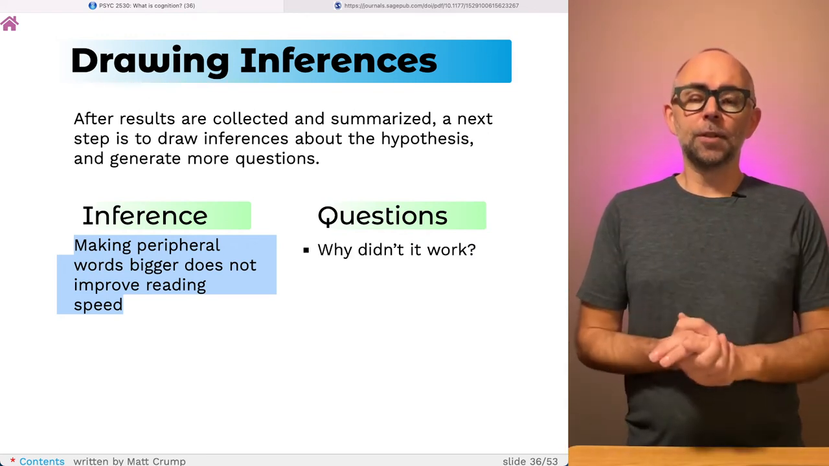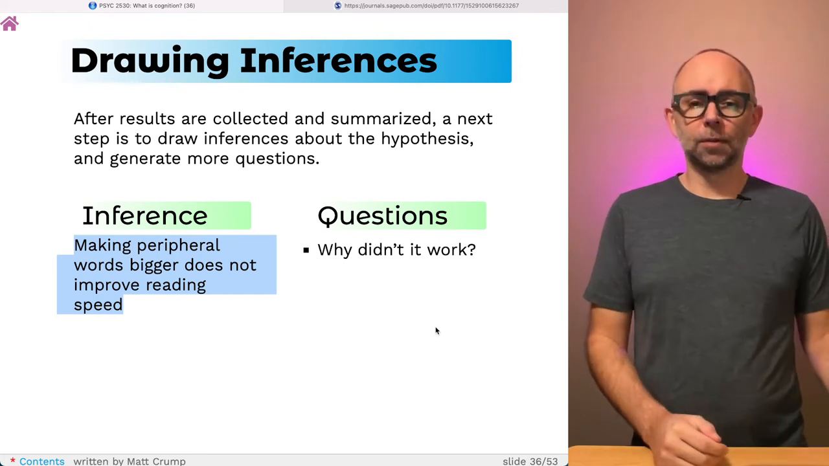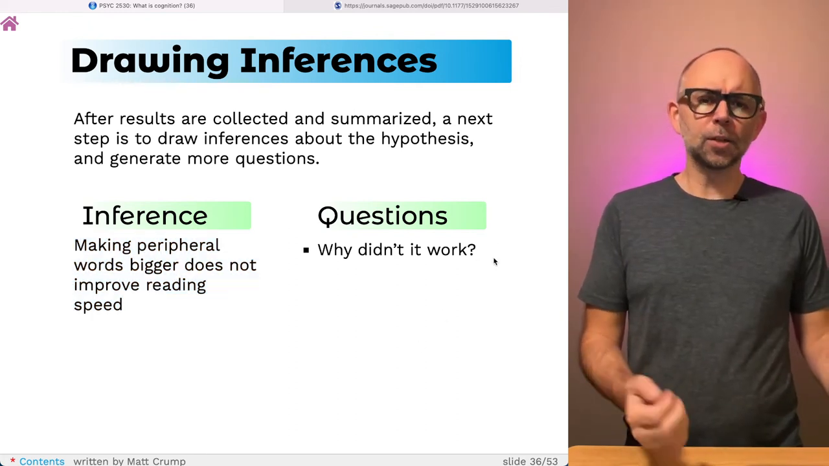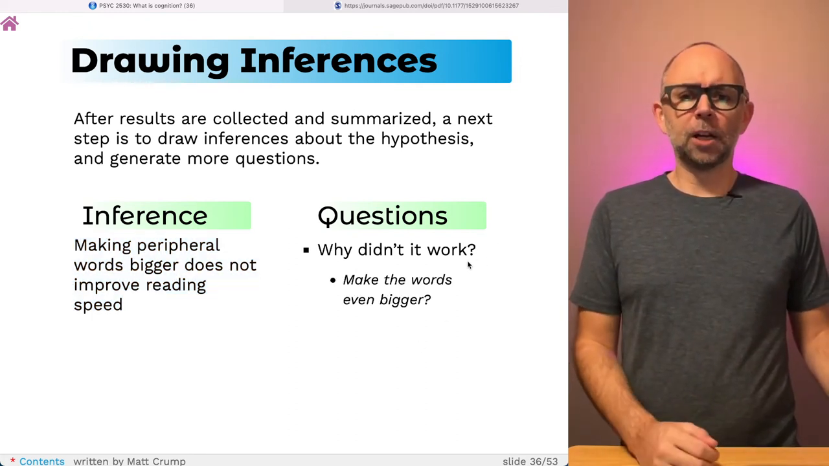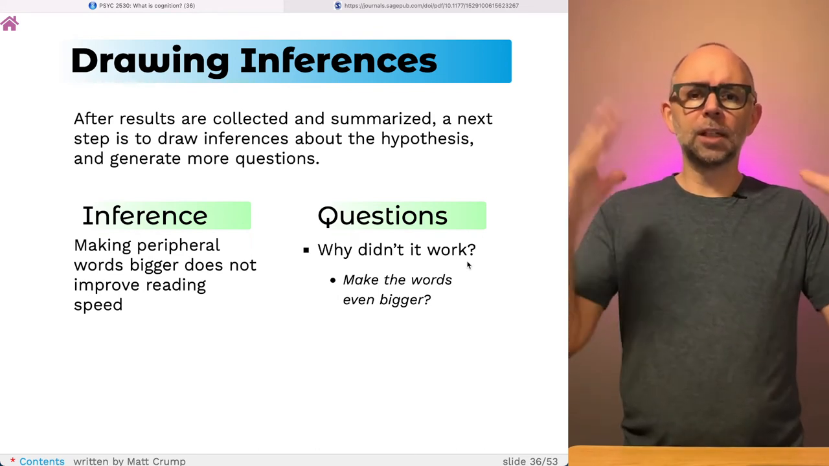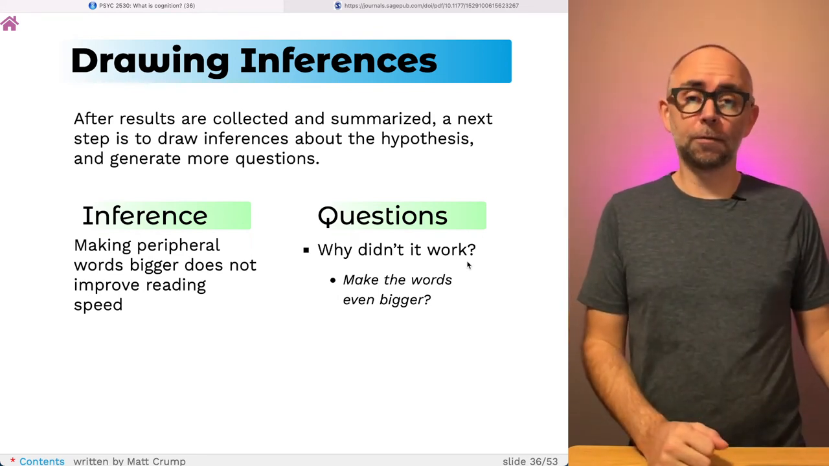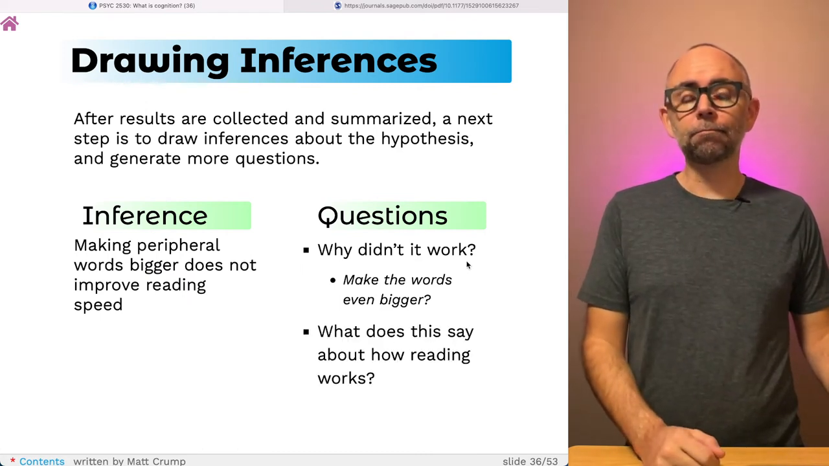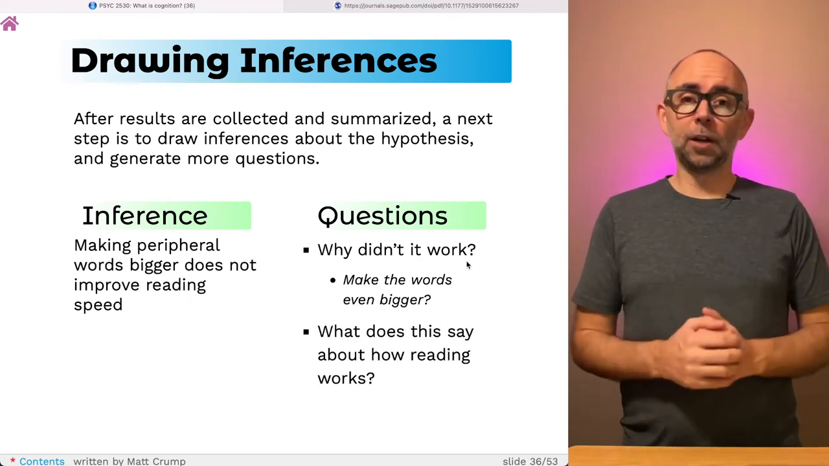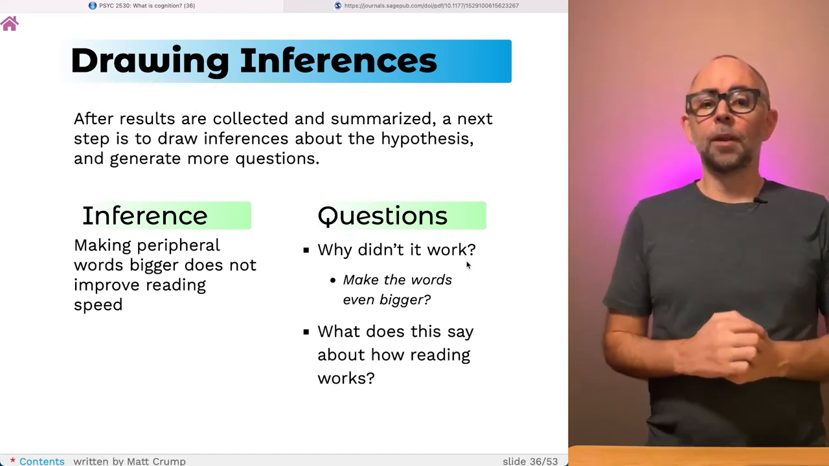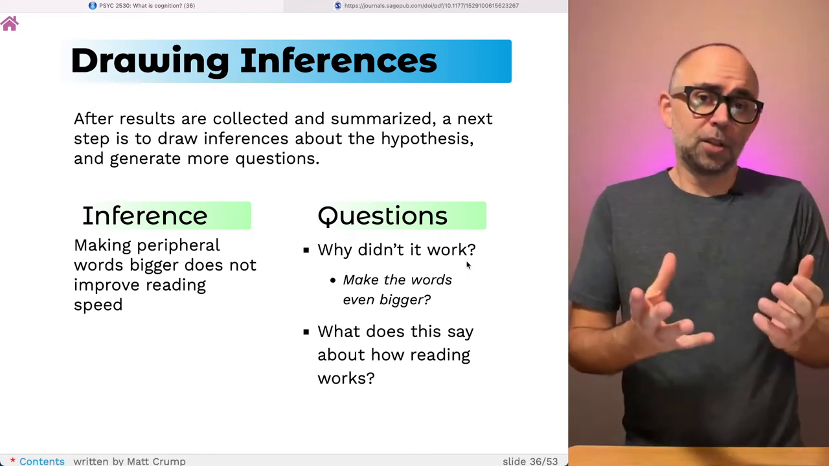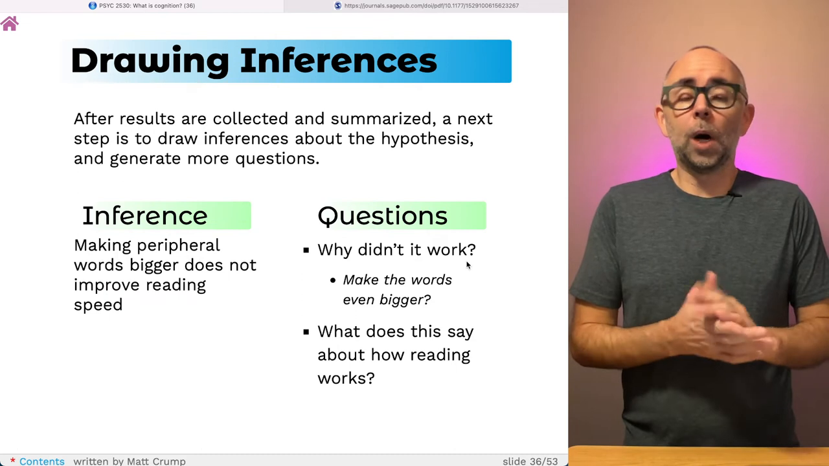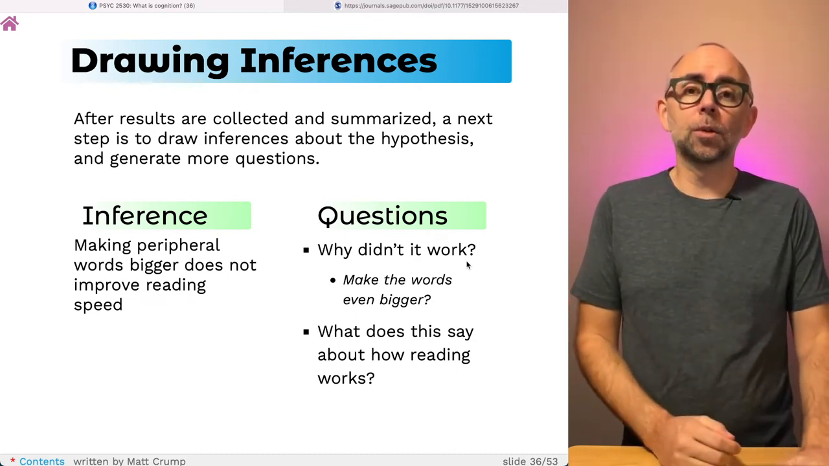Once you've made an inference, you can have all sorts of additional questions. Why didn't this work? Was there some kind of mistake? Maybe the words needed to be even bigger. They weren't big enough for it to have an impact on peripheral vision. Maybe it will never work, no matter how big you make those words. And if that's the case, what does that say about how reading works?